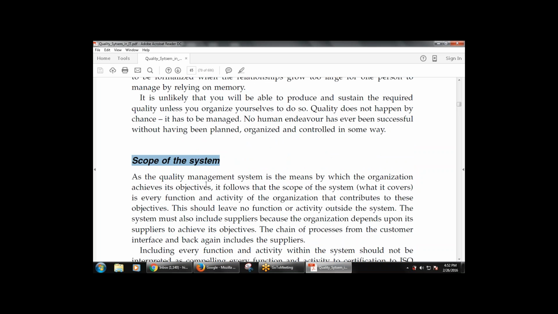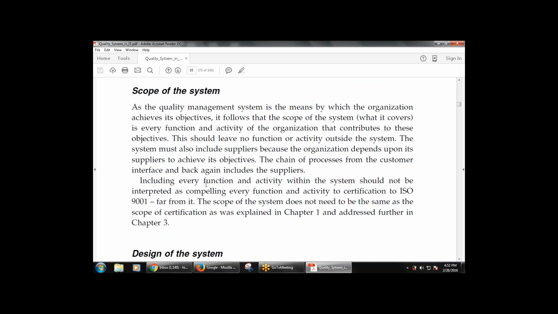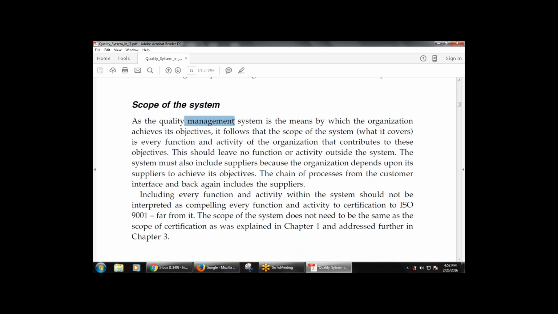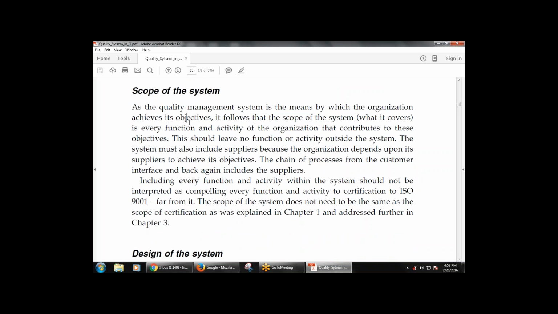Then next is the scope of the system. That is, what is the main scope of the quality management system? As the quality management system is the means by which the organization achieves its objectives, it follows that the scope of the system is every function and activity of the organization. Whatever the function, whatever the activity used in the organization, must contribute to these objectives.